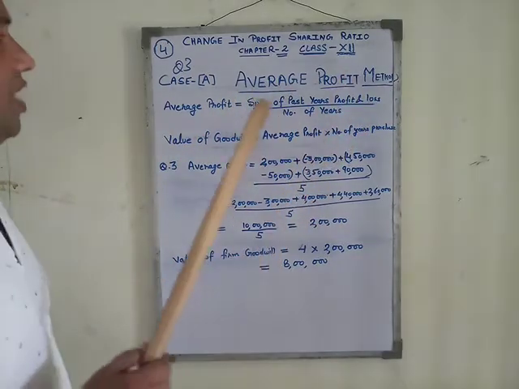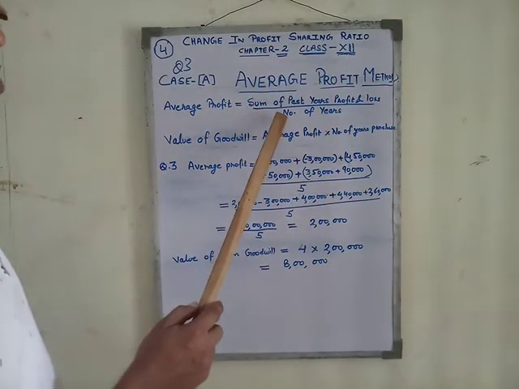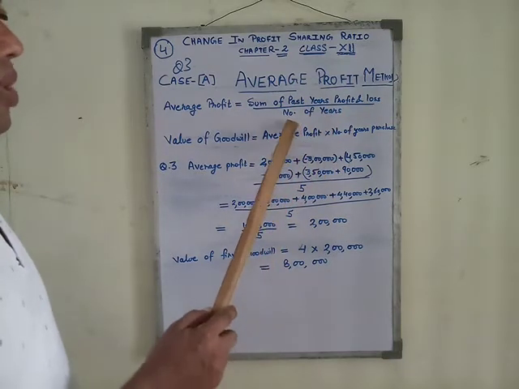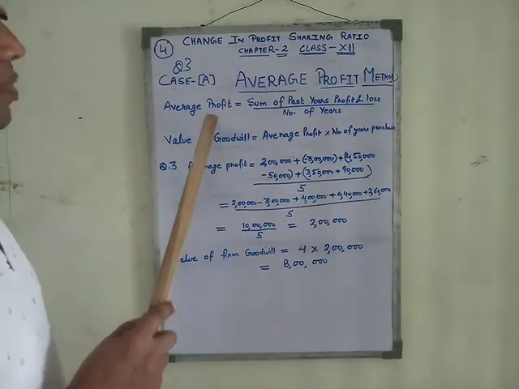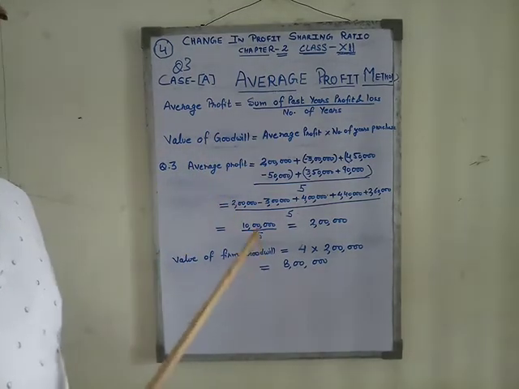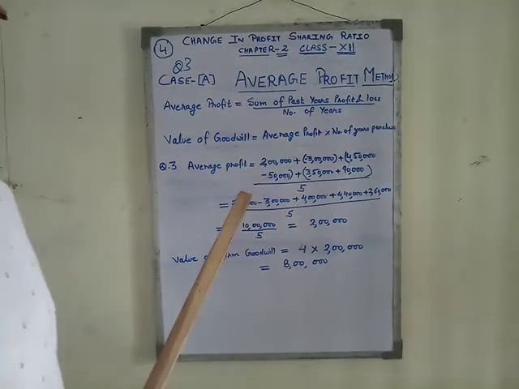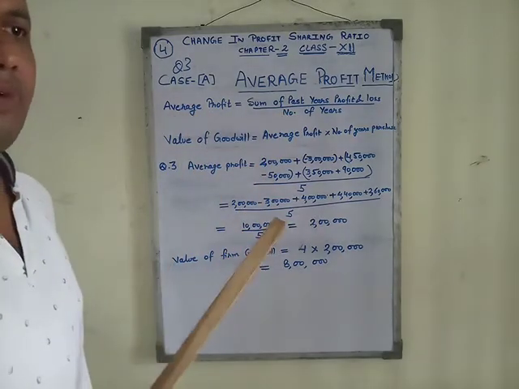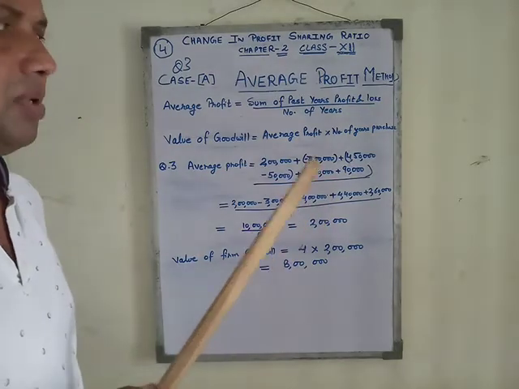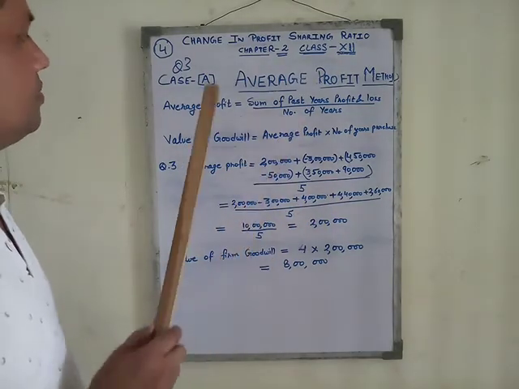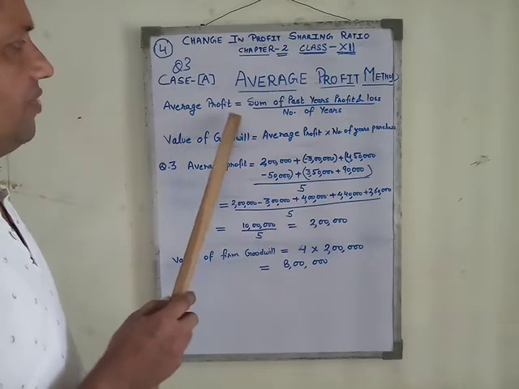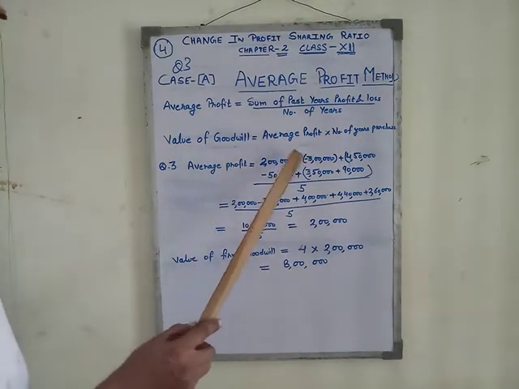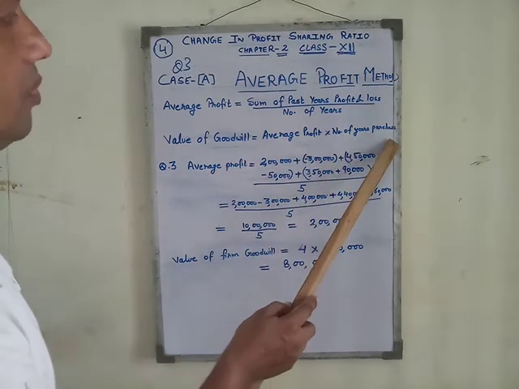The formula of average profit is equal to the sum of past years' profit and loss upon the number of years. It means the profits given for the number of years are added and divided by the total number of years, so we get the average profit. Then when we calculate the average profit, the value of goodwill is equal to average profit into number of years' purchase.